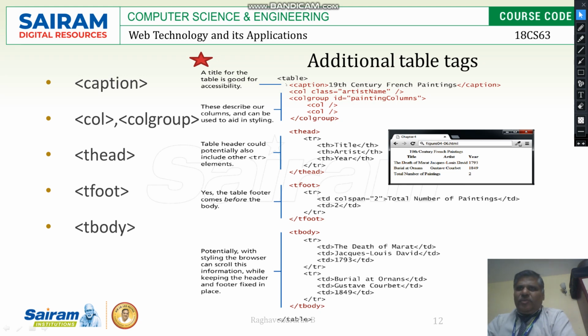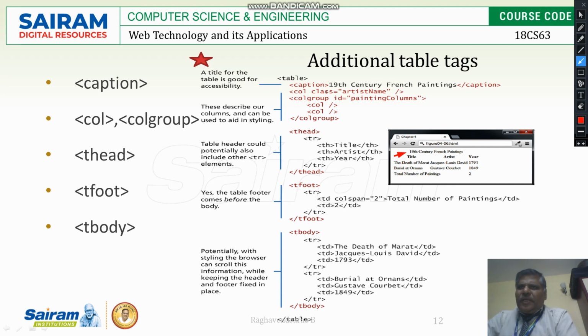When you start writing the table, the table is going to end at the end, and in between that you can write these. Now here is the example and you can see the output here. You can see the caption is written here, this caption, 19th century.